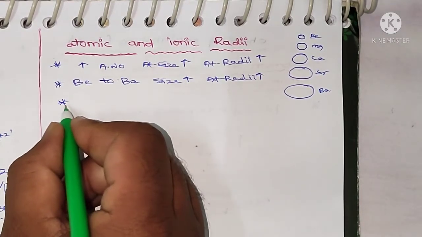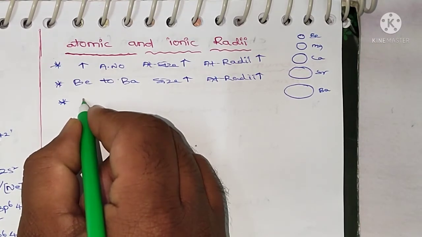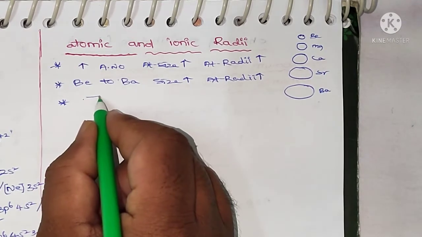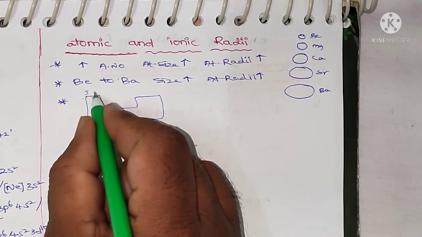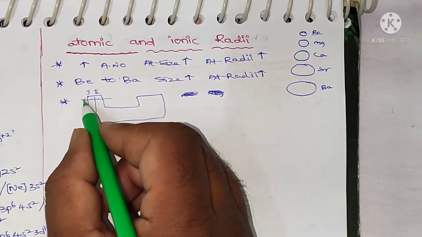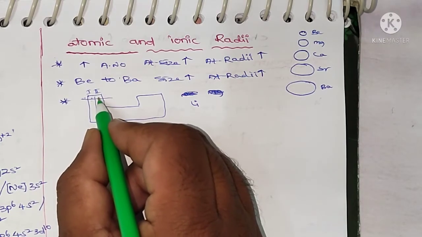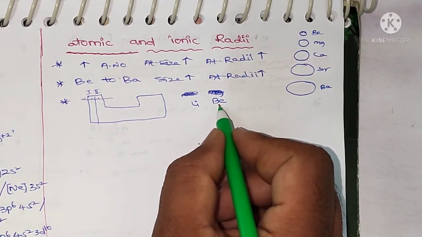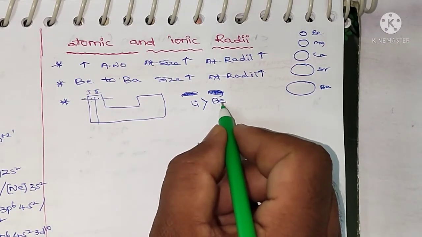And the alkaline earth metals are smaller than the corresponding alkali metals in the same period. So if you take same period elements, the alkaline earth metal size is smaller than the alkali metal. This is the periodic table, this is the first group and this is the second group. Taking the second period, the first group element is lithium and the second group element is beryllium. So the alkaline earth metal beryllium is smaller than the alkali metal lithium. So the lithium size is more than the beryllium.